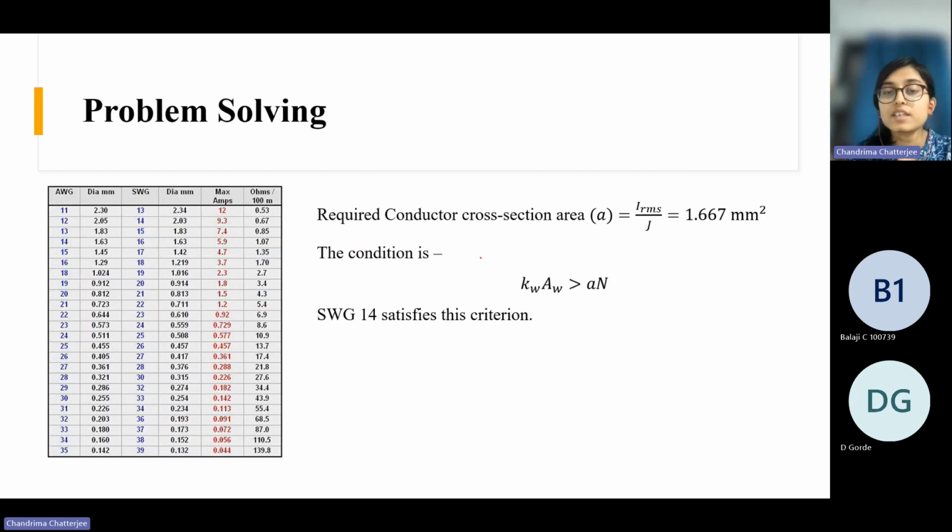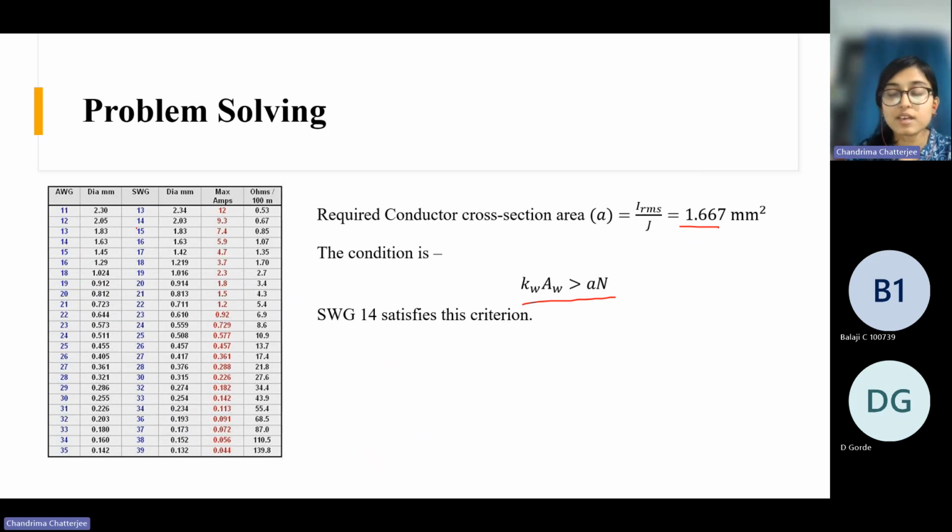Now the only remaining thing is that you need to satisfy this criterion. You need to see whether the wire you have selected can be accommodated in the window. We already calculated the required cross sectional area, which is 1.67 millimeter square. And from this chart which I was telling you, this is the wire chart, where the diameter of the wire is given.